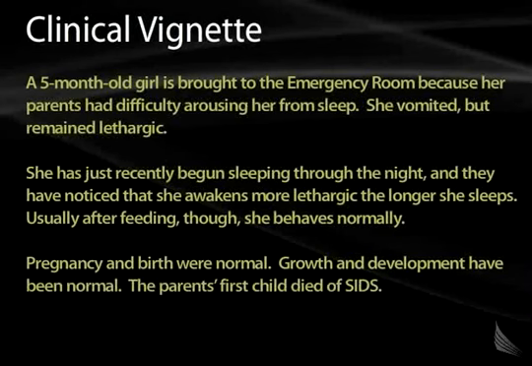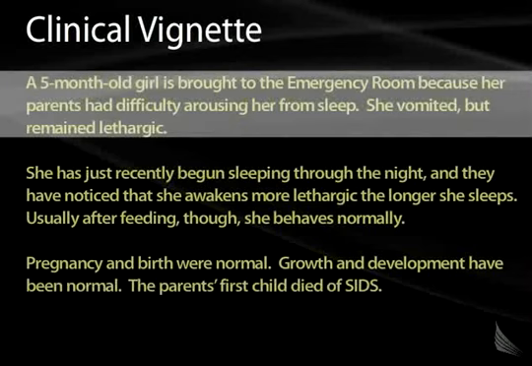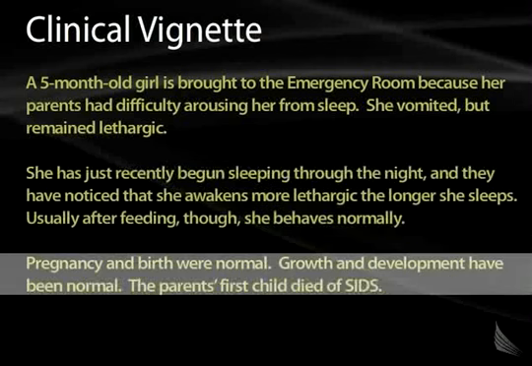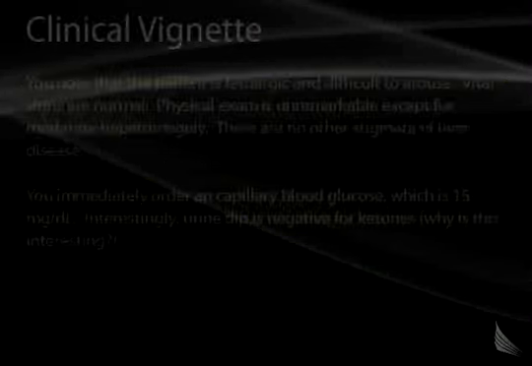Now, there are defects in fatty acid oxidation as illustrated by the following clinical vignette. A 5-month-old girl is brought to the emergency room because her parents had difficulty arousing her from sleep. Once she woke up, she vomited, but she remained very lethargic. She's just recently begun sleeping through the night, and they've noticed that she awakes more lethargic the longer she sleeps. Usually once they feed her, though, she behaves normally. Pregnancy and birth were normal. Growth and development have been normal. It's significant that the first child of these parents died of sudden infant death syndrome.